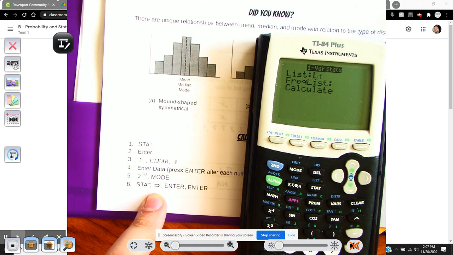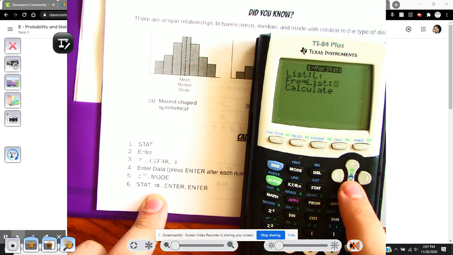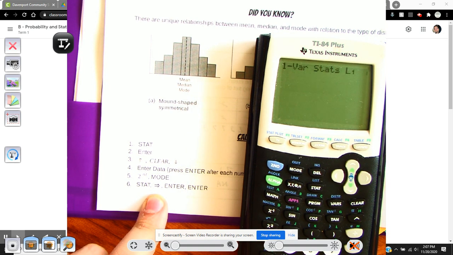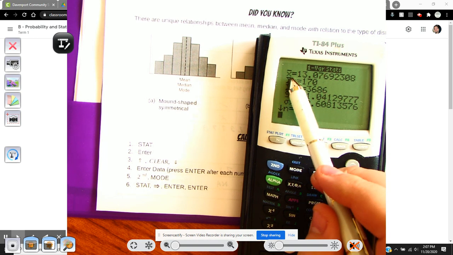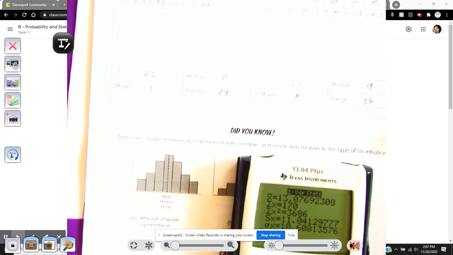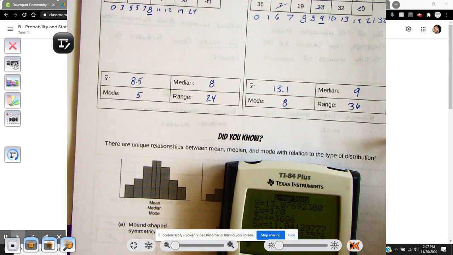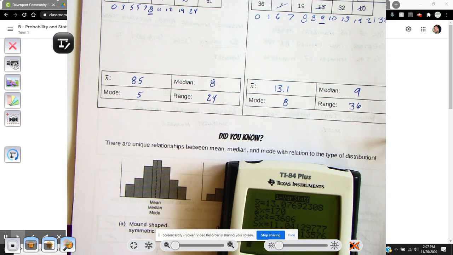And on your calculators, which will somewhat look the same, the screen will pop up. We need to go down to calculate, hit enter. So, a few things I can point out. First, we have where it says X bar. Well, that is our mean, which we ended up getting as 13.1.